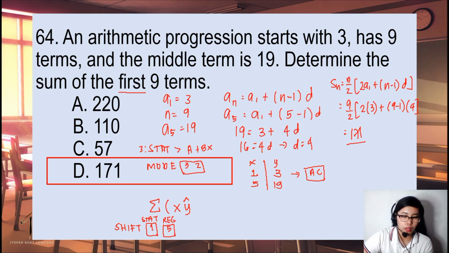Okay, that is in my calculator, that is number 5 also, the y hat. Okay, so x, y hat. Then, comma, that's in the shift parenthesis, your comma. Then, put 1 up to 9 because we're looking for the sum of the first 9 terms. Then, equal.